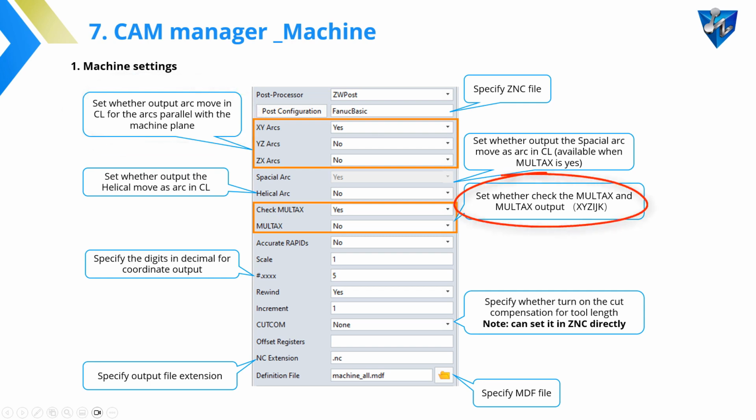Normally, the check Multax is set yes, and the Multax is no. If you set Multax as yes, then it will turn on the Multax in CL, which will output the XYZIJK value. Normally it needs to be turned on for 4 to 5 axis toolpaths, including the indexing machining, while no need for the 2 to 3 axis machining. The other two options are quite easy to understand. One is to define how many digits for the decimal number of coordinate to be output in CL, and the other is to set the file extension of NC file.